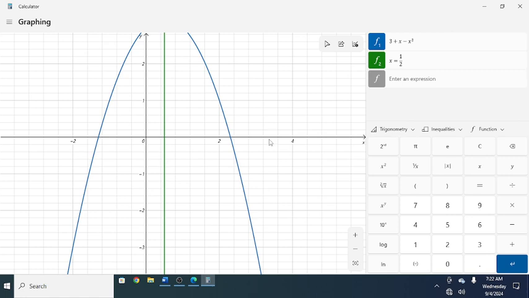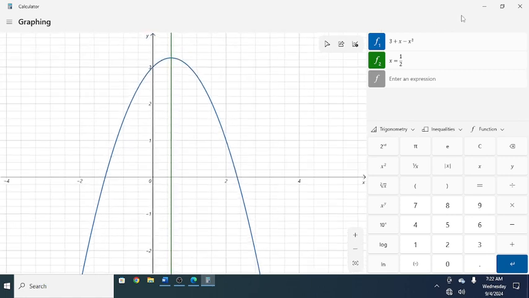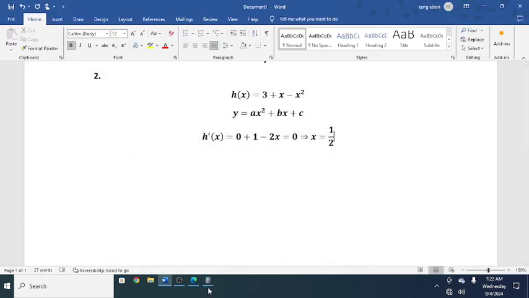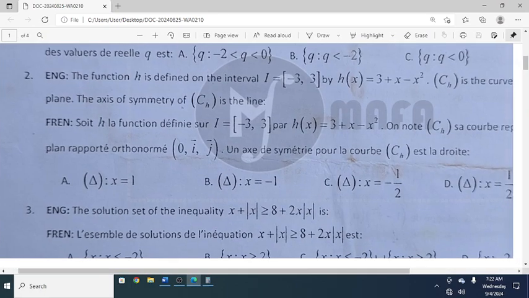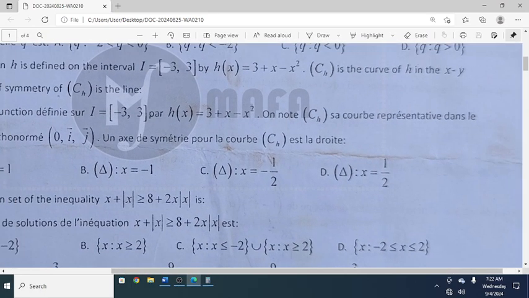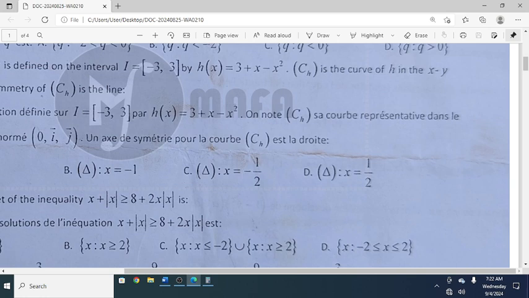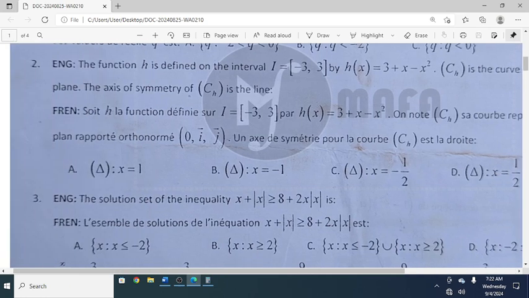So let's go back to the options. If you check the options, you realize that x equal to -half is option C. So the answer to this question, sorry, our answer is x equal to half. So x equal to half is option D. So our solution is option D, and x equal to half is the line of symmetry.